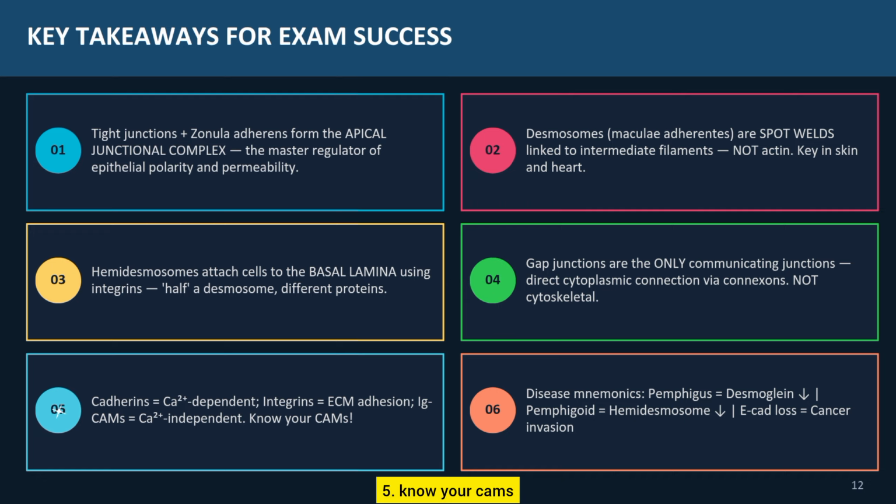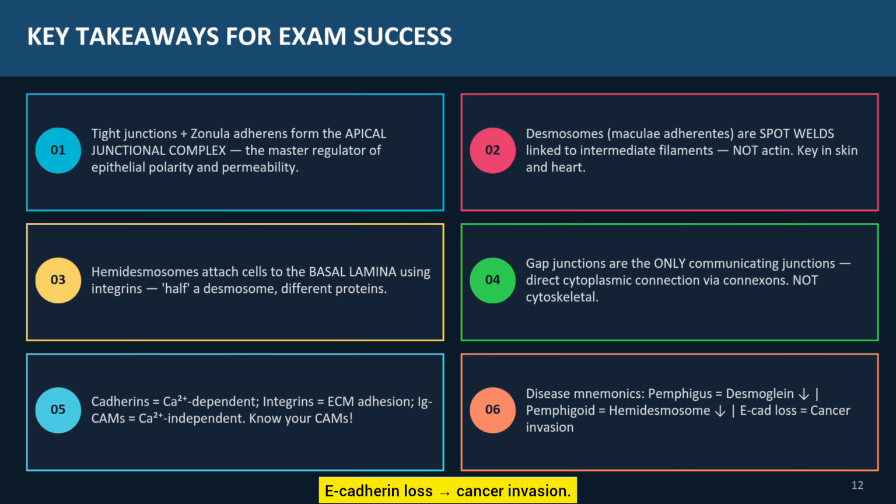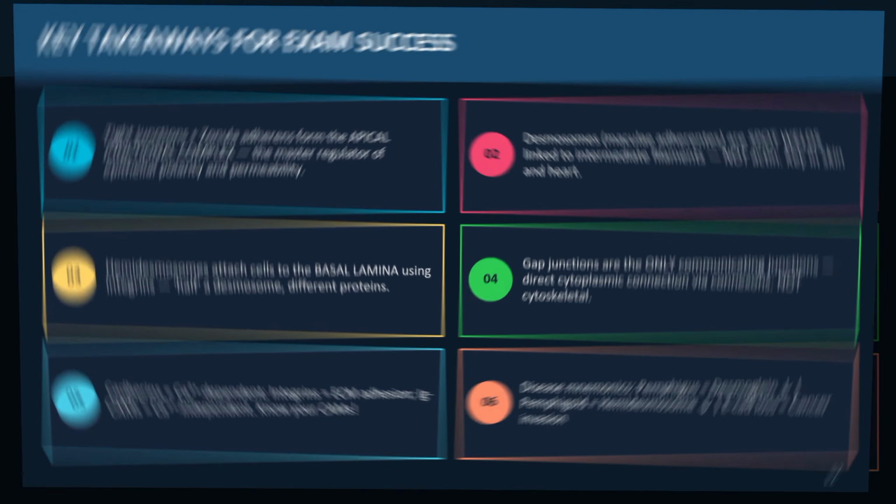5. Know your CAMs. Cadherins are calcium dependent. Integrins bind ECM. IgCAMs are calcium independent. Selectins mediate rolling adhesion. 6. The disease associations: pemphigus, desmoglein, intraepidermal blister. Pemphigoid, hemidesmosome, subepidermal blister. Cadherin loss, cancer invasion.